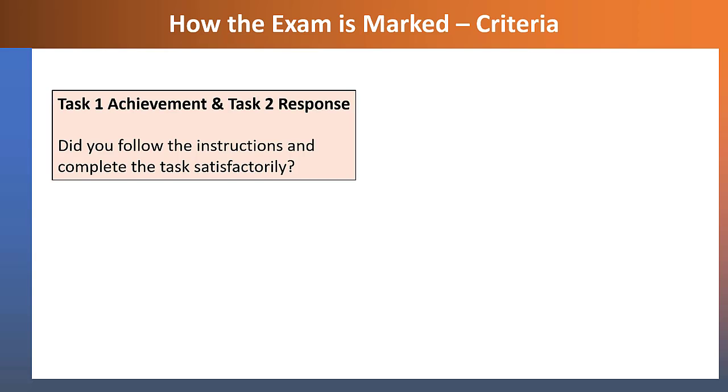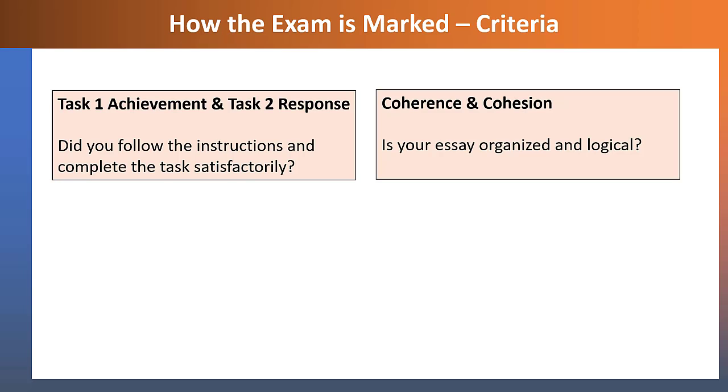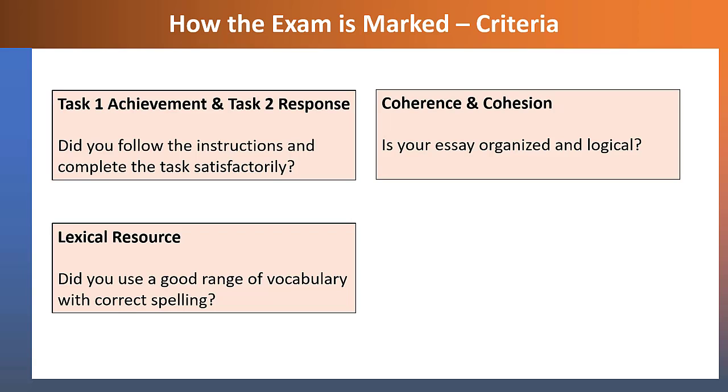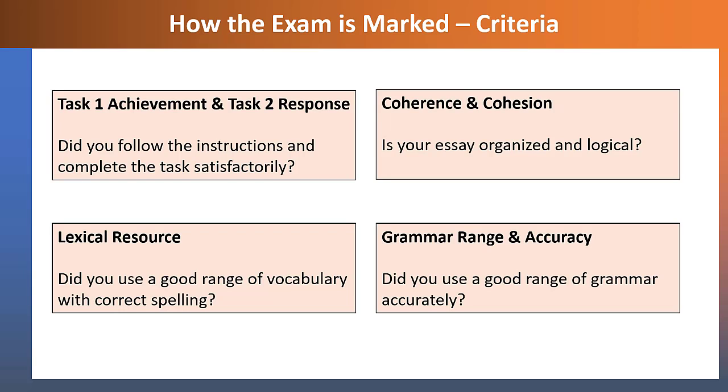First, there is Task 1 achievement and Task 2 response. This is basically checking you followed the instructions and completed the task satisfactorily. Next is Coherence and Cohesion. This is about whether your essay is written in a way which is easy to understand and that is organized and logical. Third is Lexical Resource, which is another way to say how well did you show your knowledge of vocabulary and was your spelling correct. And finally, we have Grammar Range and Accuracy, which is to check that you used a good range of grammatical tenses and structures accurately.